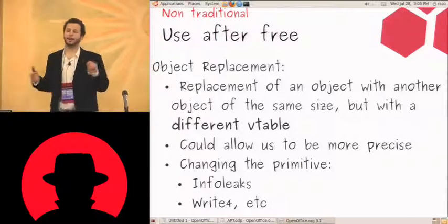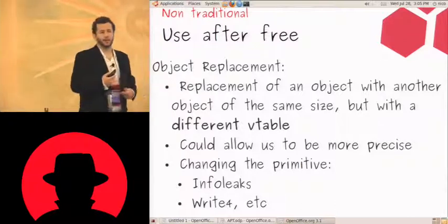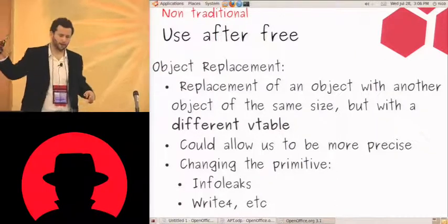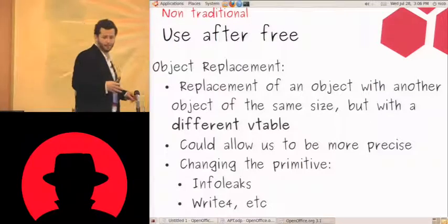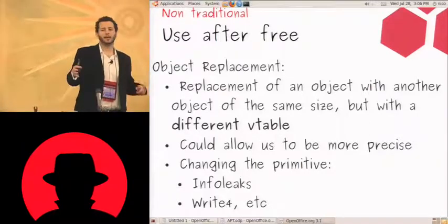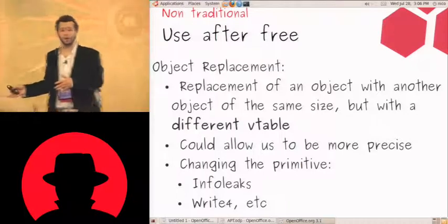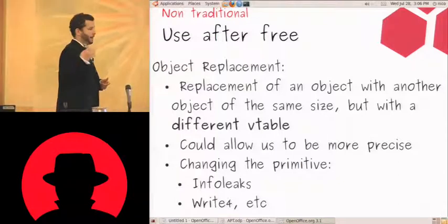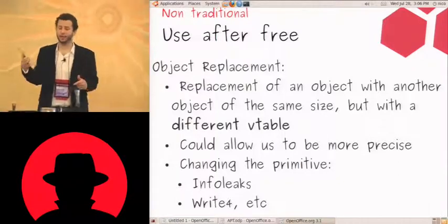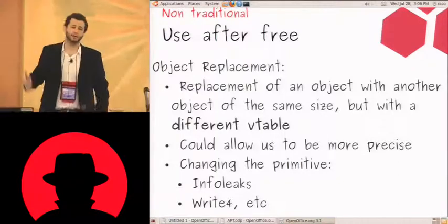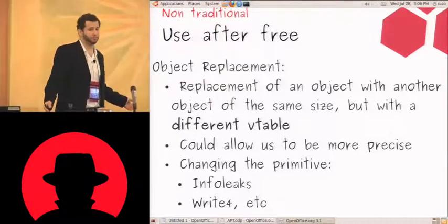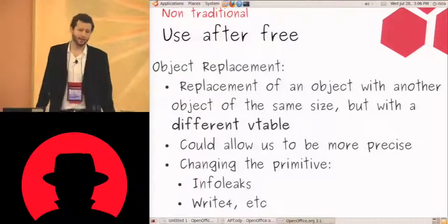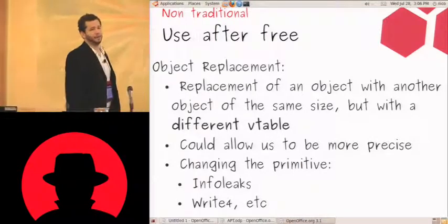This allows us to be more precise, because we are not just jumping into a random heap spray. We are actually using another vtable for different stuff. The interesting part is that either we'll be able to get direct execution, or we will be able to change the primitive. And what is more important about this technique is that you can change the primitive into an info leak. Nowadays every exploit needs an info leak. Even client side, an info leak is a big part of an exploit.